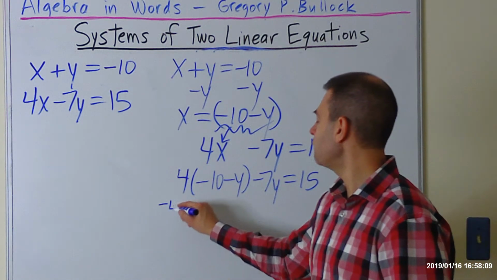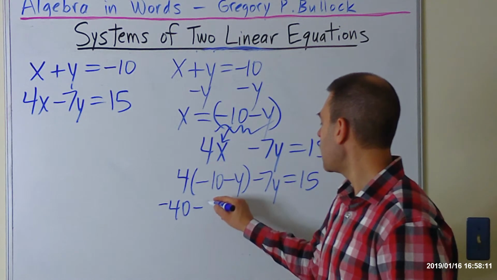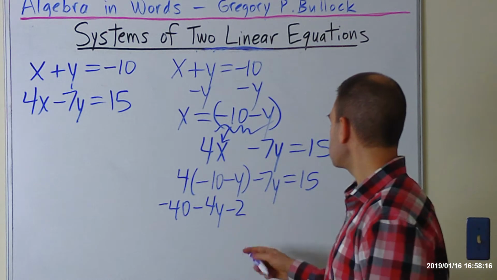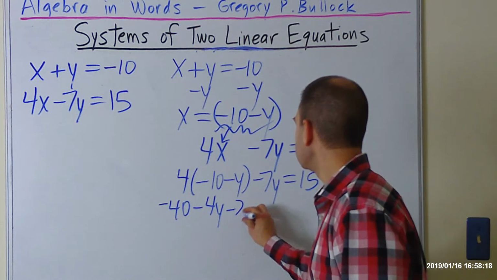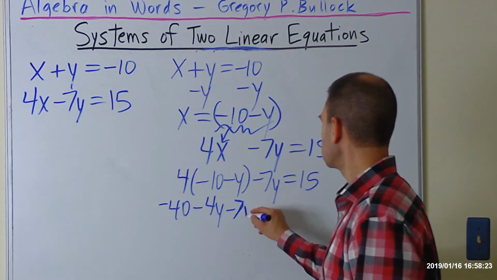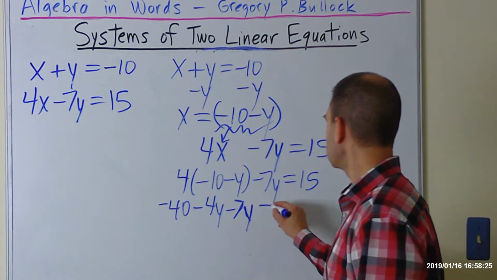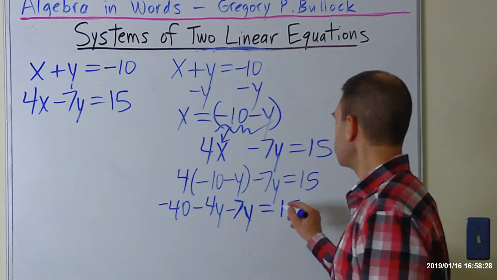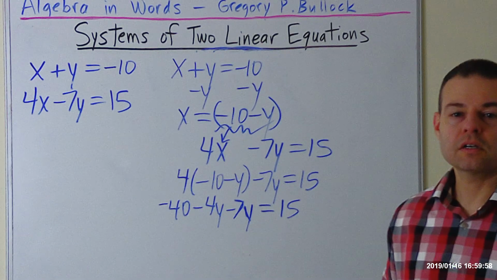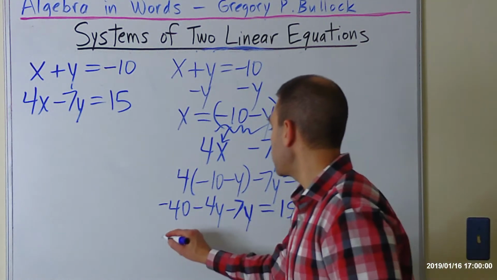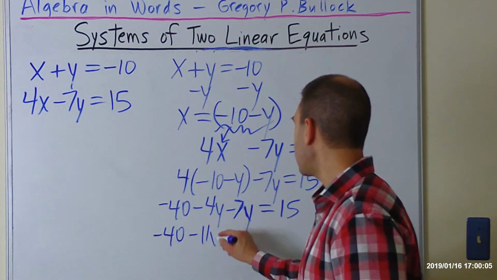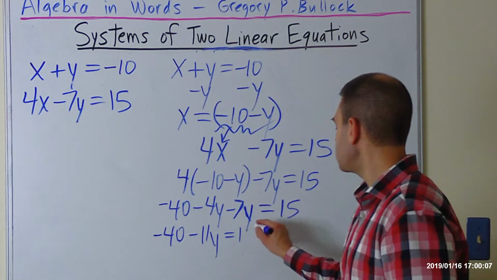We're going to get negative 40 minus 4y minus 7y equals 15. And now let's combine like terms on the left. So we're going to have negative 40, and combine these terms to get negative 11y equals 15.